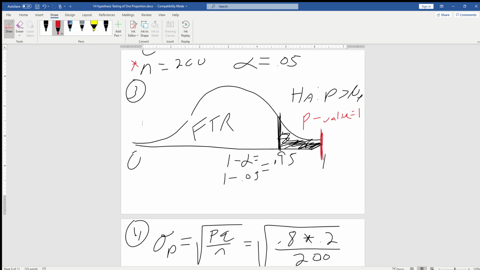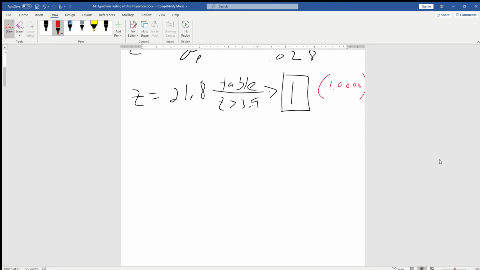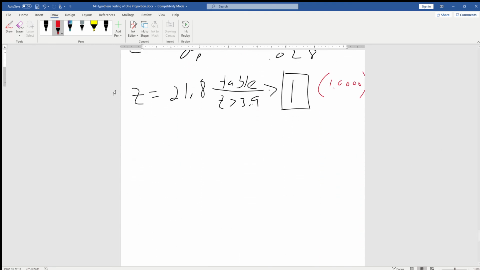And this time we end up in the reject region. Okay, so now what we know is that we end up in the reject region, which means that we do have evidence to reject the null hypothesis. Okay, so let's type out our conclusion. Since the p-value falls in the reject region, we reject the null hypothesis.